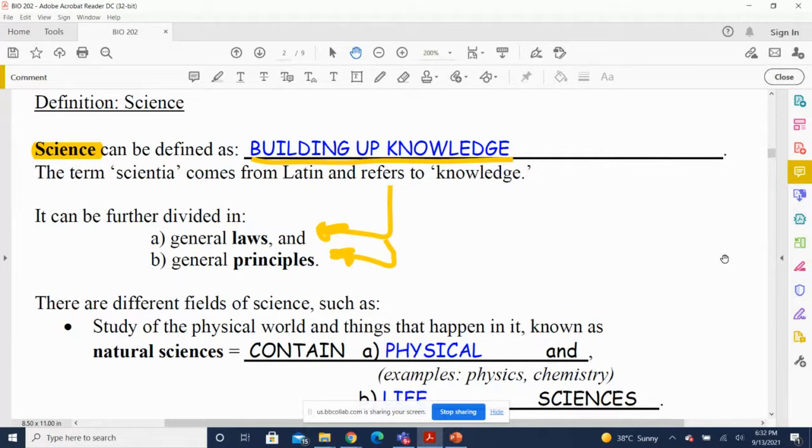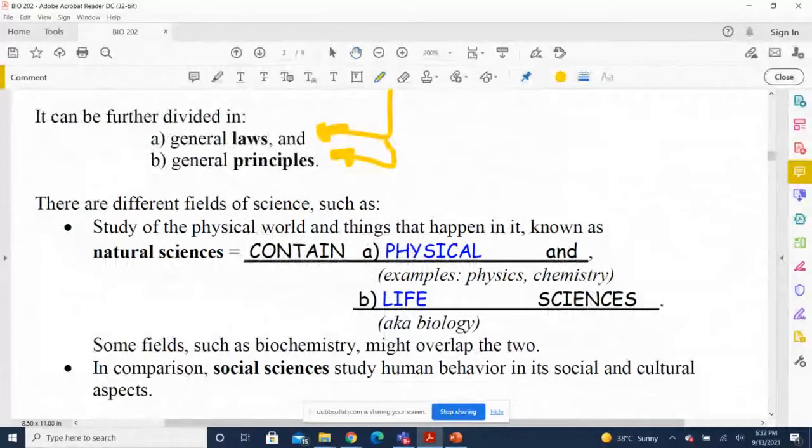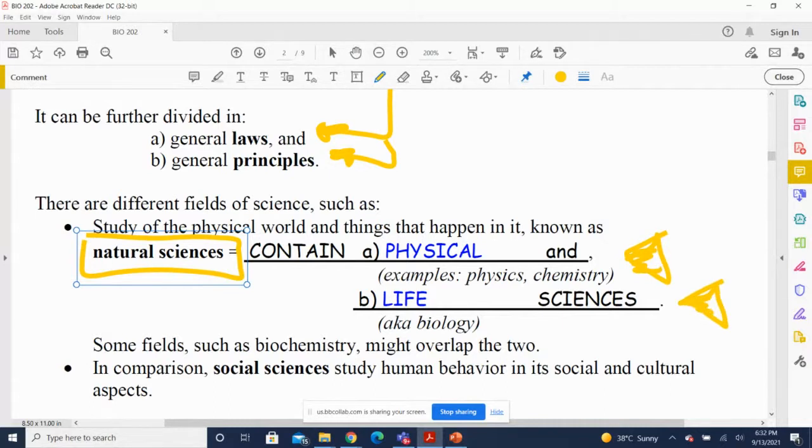Well, science could be also further divided into very many other fields, and we are going to be focusing on this course on natural sciences. And natural sciences really look at the physical world. And natural sciences can be divided further into 2 groups, and those would be the physical sciences and life sciences. And of course, our topic of interest, biology, falls under the life science. Examples of physical sciences include, for example, the pure physics, chemistry, and so on.